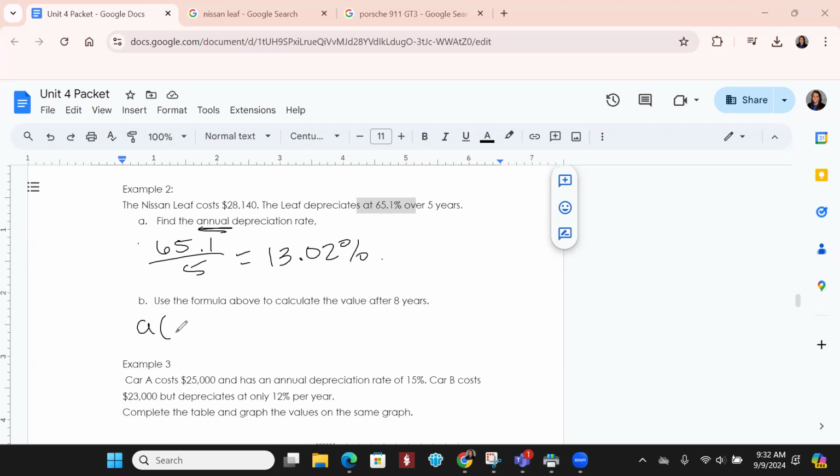Now we're going to use the formula above to calculate the value after 8 years. So we got A times (1 minus r) raised to the x, right? So our initial is 28,140 times (1 minus 0.1302), and we're going to plug in 8 for the exponent. When you do that, it's going to drop to 9,218.90. So we went from a $28,000 car to a $9,000 car in 8 years.